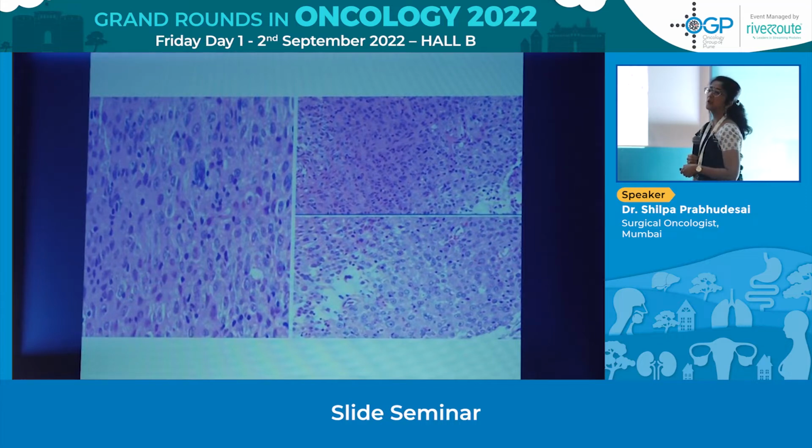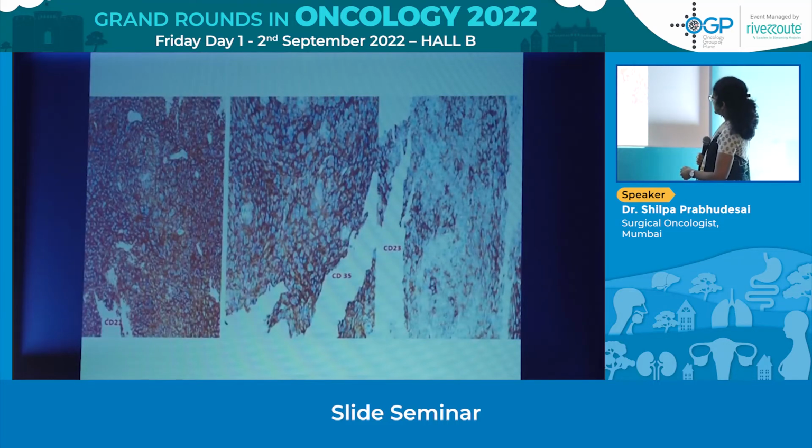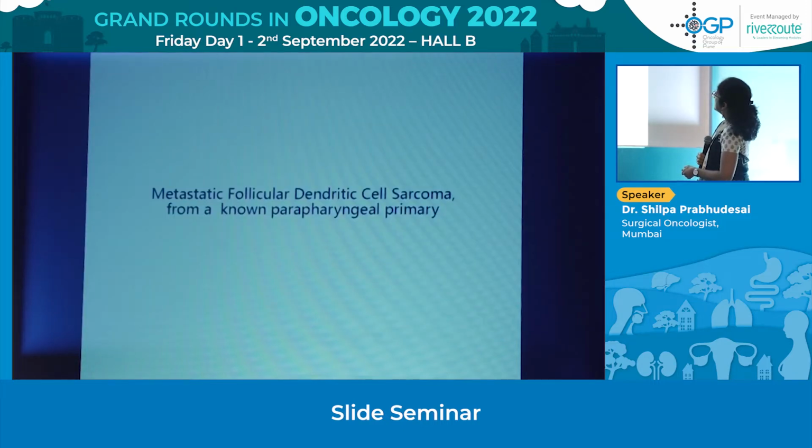Okay, so we called and asked for history, whether there was any previous surgery done, while we did immunohistochemistry, and this is CD21, CD35 and CD23. So what we were looking at was a follicular dendritic cell sarcoma, and we got a history that 2 years ago this patient had had resection of his parapharyngeal mass and had now presented with this lytic lesion in his sacrum. So this is what it was signed out as.